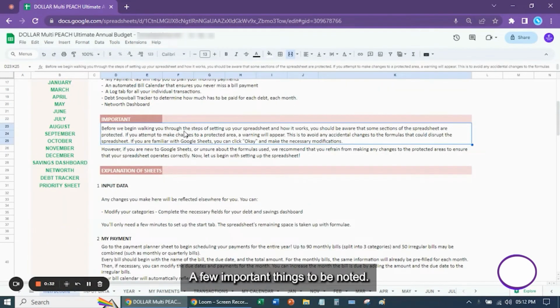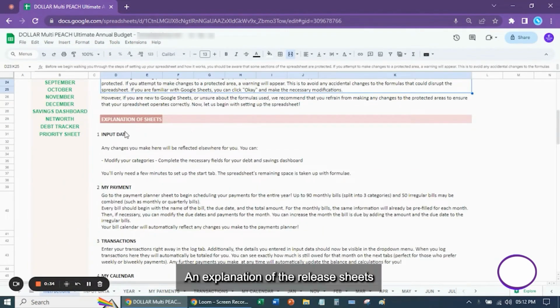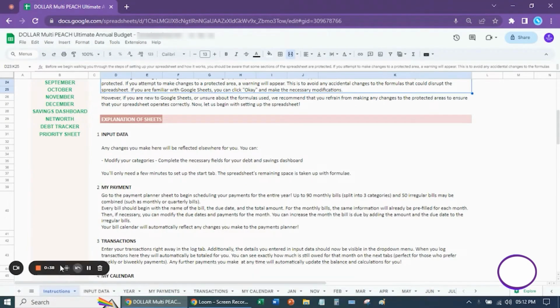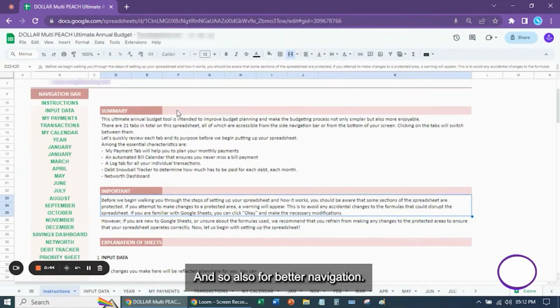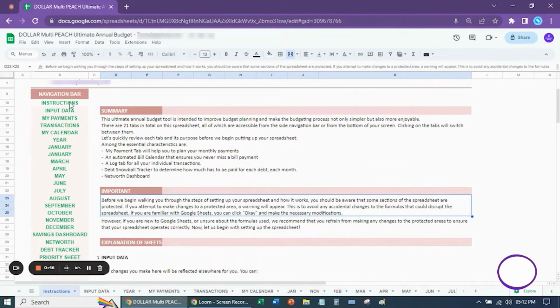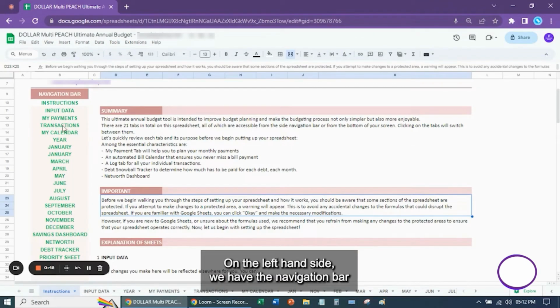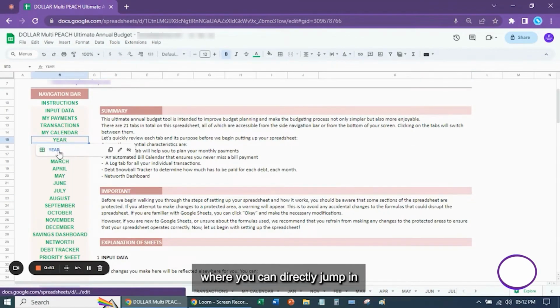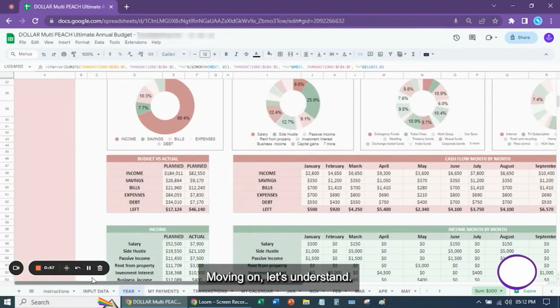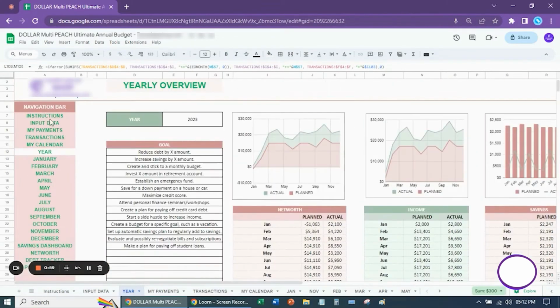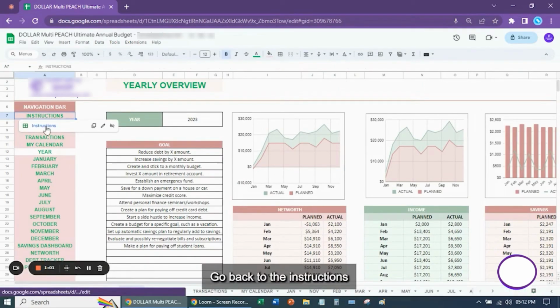A few important things to be noted. An explanation of the various sheets, which you will find in individual tabs, and also for better navigation, on the left hand side we have the navigation bar where you can directly jump to a particular tab. Likewise. Okay, moving on, let's go back to the instructions.